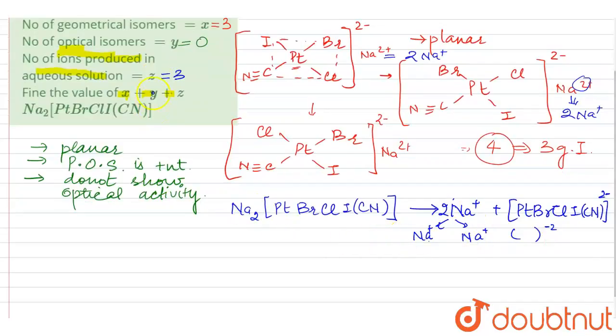Now the value of z has come, so we calculate x plus y plus z. x is 3, y is the number of optical isomers, so 0, and z is the number of ions produced, that is 3. So the sum is 6. So the answer is 6. Thank you.